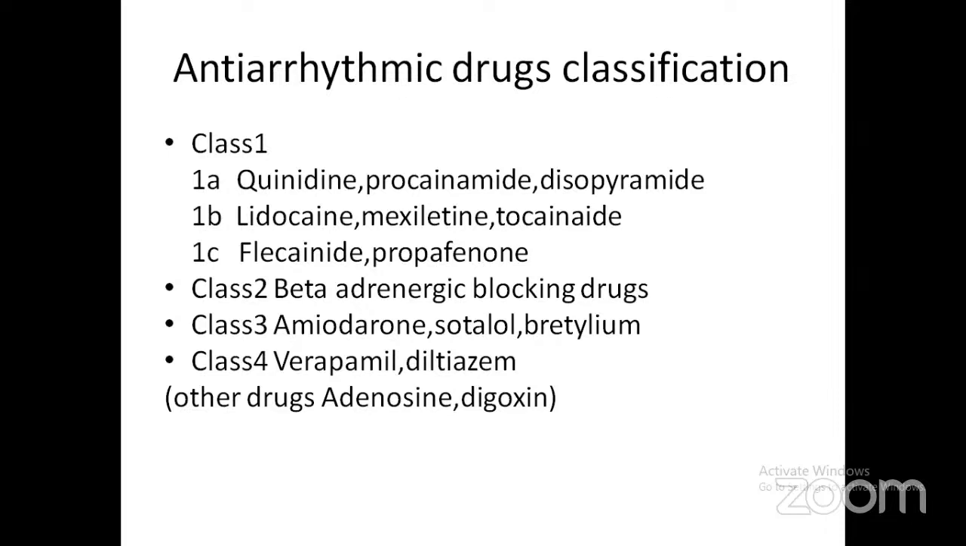Class 2 is beta blockers. Class 3 examples are amiodarone, sotalol, bretylium. Class 4 examples are verapamil, diltiazem. There are some other drugs which cannot be classified under any group. Examples are adenosine, digoxin, magnesium.